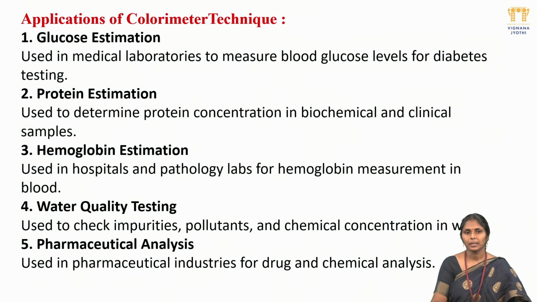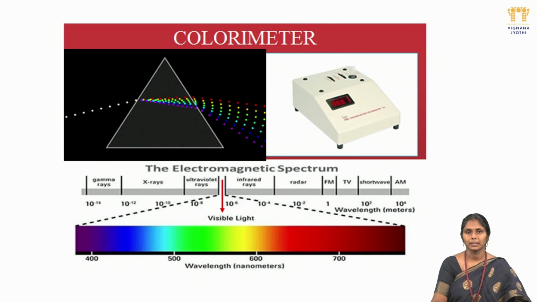It is used to determine how much impurities and pollutants, and some amount of metal ions, are present in water, so it can be used for water quality checks. Then pharmaceutical analysis: it is mainly used in pharmaceutical industries for drug and chemical analysis.